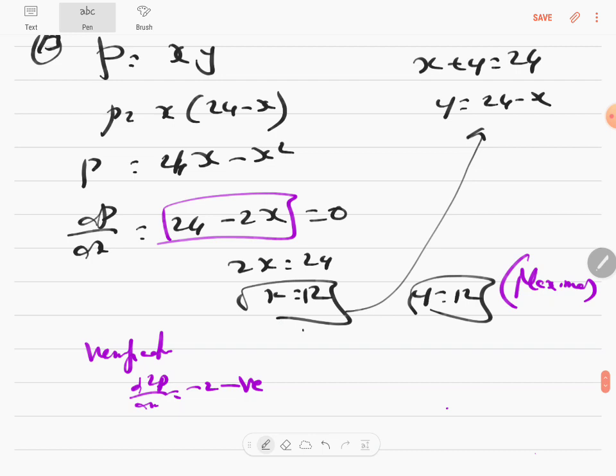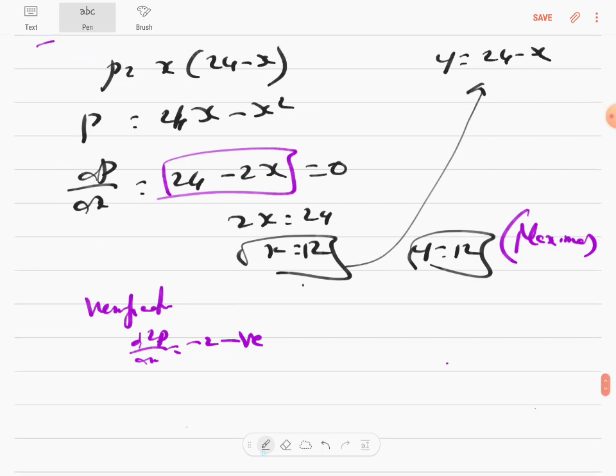So x is equal to 12 and y is equal to 12. Have they asked you the product itself, or are they asking you only for x and y? Find two numbers. So it's just enough. Otherwise you should have substituted in the question again. But they haven't asked for the maxima or minima value, they only asked for the point at which it's maxima or minima, the x and y values. Are you clear? Can I go to the next question?